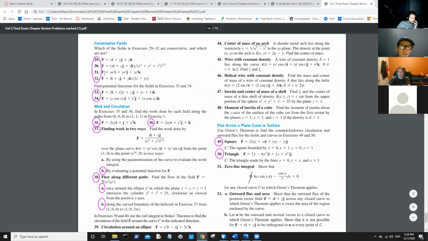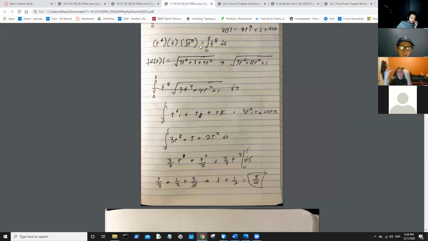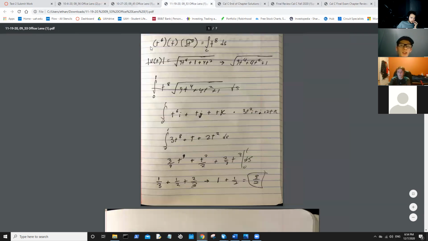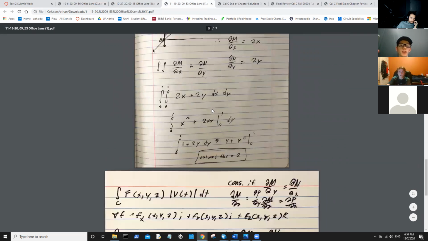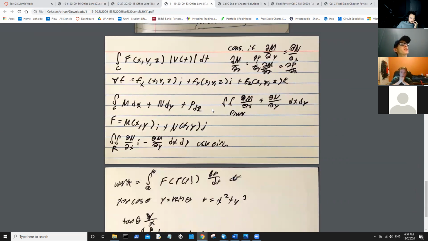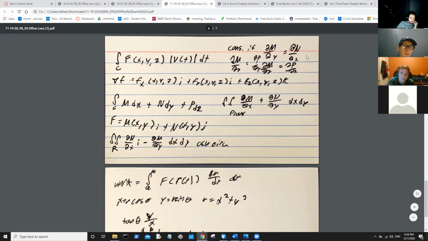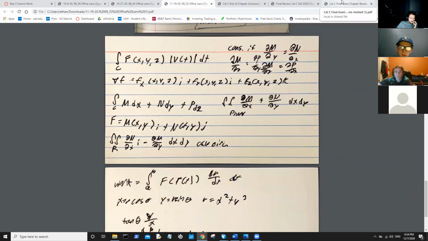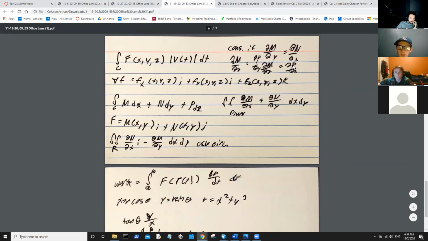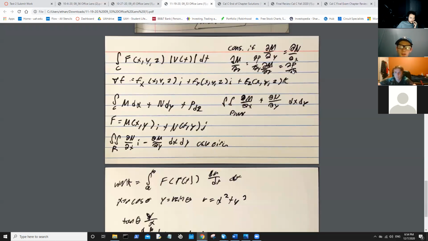Yeah, I think each partial has to equal each other? Yeah, something like that. Let's look at the formula card. I think it's like partial of M with respect to something. That's it, the top right. Where do these come from? M is the x part and N is the y part, and then P is the z part. The k component over here.